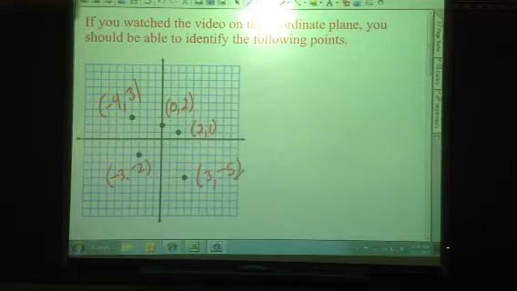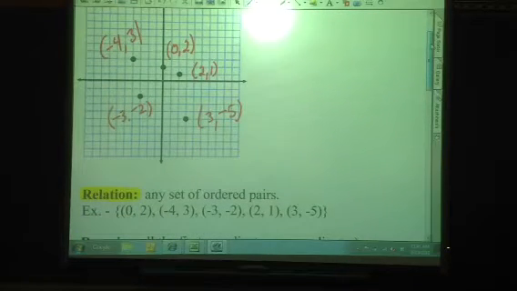Now what we're going to do is use those 5 points to introduce you to what it means to be a relation and what it means to be a function. First of all, a relation is any set of ordered pairs. So if we look at those 5 ordered pairs that we've graphed, we can simply list them and identify them as a relation. And that's exactly what I've done in the example. 0, 2, -4, 3, -3, -2, 2, 1, and 3, -5. That is a relation because it is a set of ordered pairs.